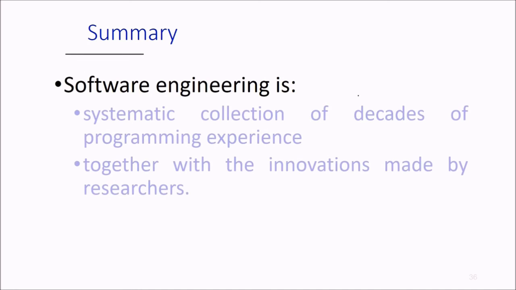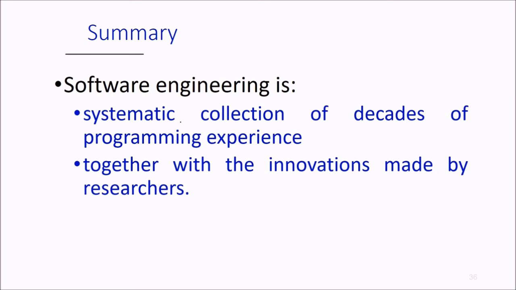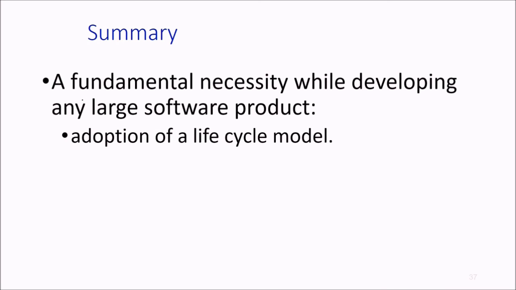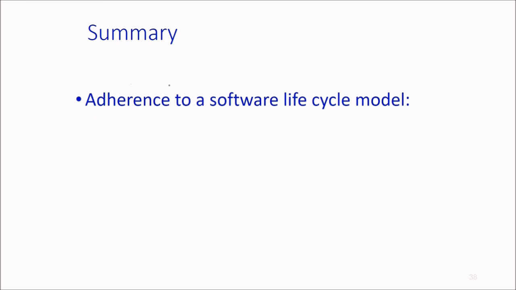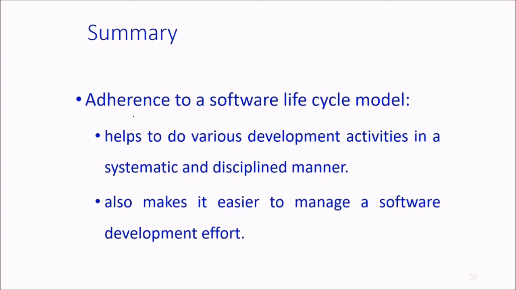So in summary, software engineering is a systematic collection of decades of programming experience along with the innovations made by researchers. The fundamental necessity to develop a large software product is to adopt a lifecycle model and adhere to it, which helps to do various development activities in a systematic and disciplined manner, and also makes it easier to manage a software development effort. So this was about the various stages and the life cycle model, and how these things evolved and how they can help in better software development.